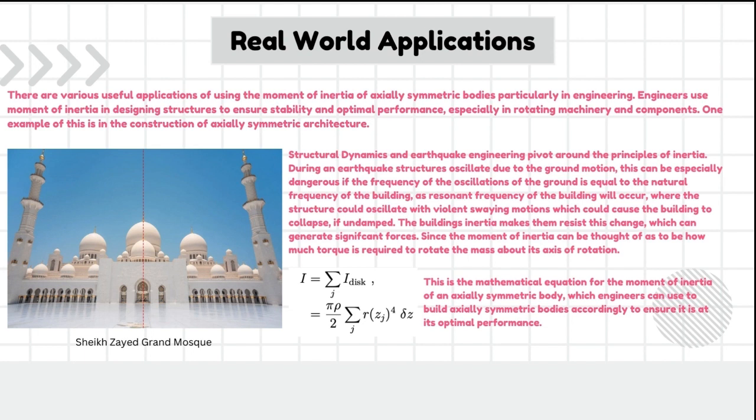Moments of inertia have many useful applications in engineering. One example of this is in the construction of axially symmetric architecture, which can be seen in the photo. The moment of inertia can be used to ensure the building is at its optimal performance and is especially useful in ensuring the safety of a construction in natural disasters such as earthquakes.